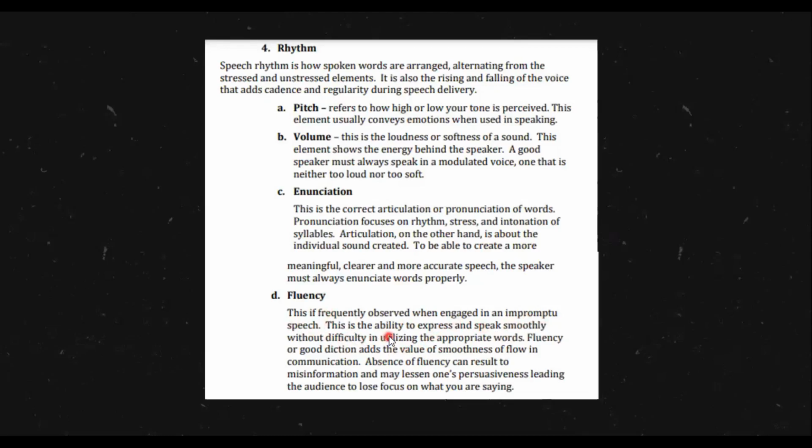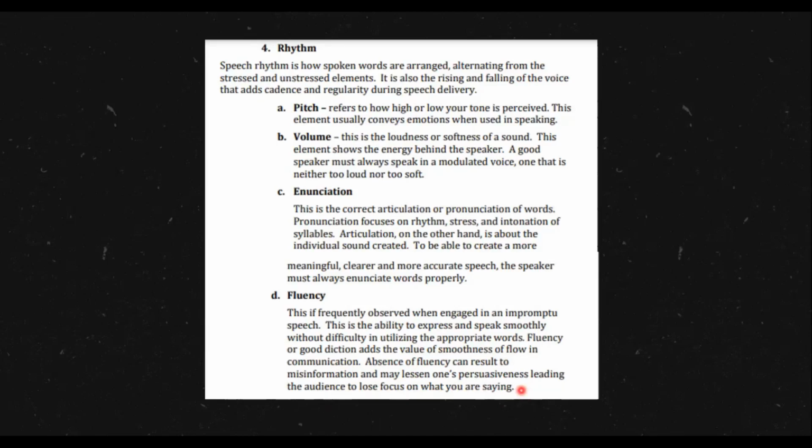This is the ability to express and speak smoothly without difficulty in utilizing the appropriate words. Fluency or good diction adds the value of smoothness of flow in communication. Absence of fluency can result to misinformation and may lessen one's persuasiveness, leading the audience to lose focus on what you are saying.